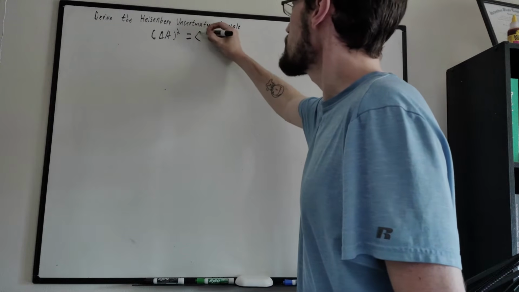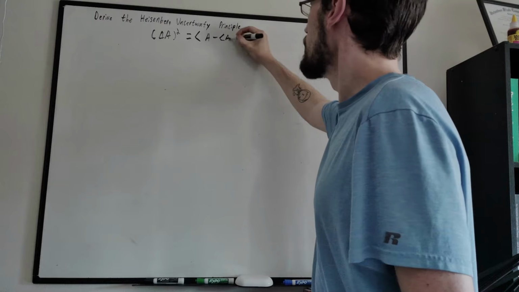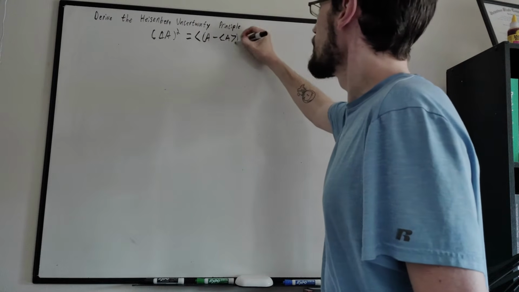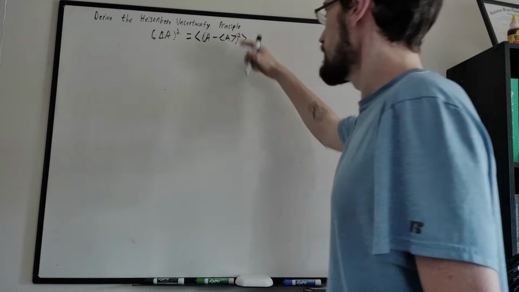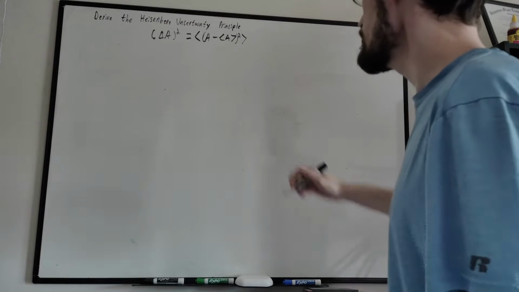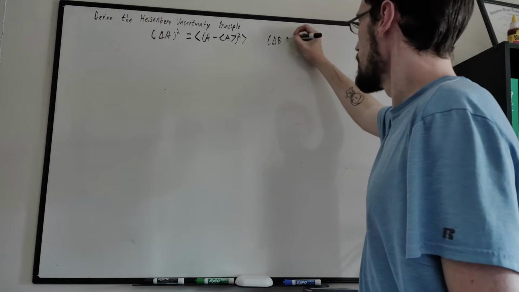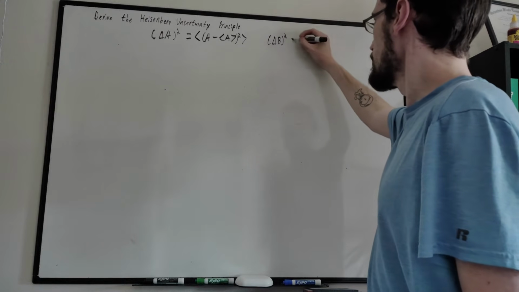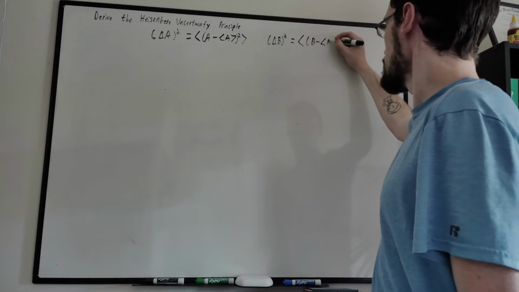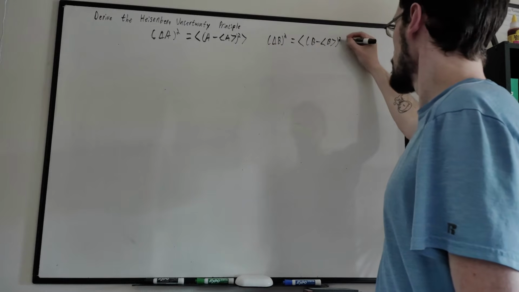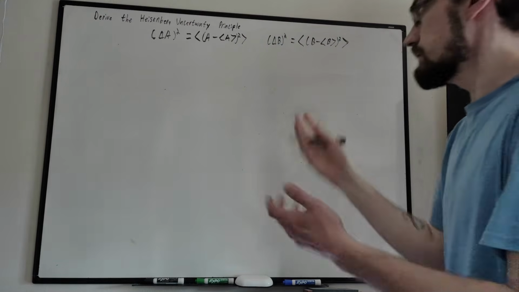This is the expectation value of A minus the expectation value of A. This difference here is all squared within this outer expectation value. Same thing for a Hermitian operator B. The change in B squared is equal to the expectation value of B minus the expectation value of B, squared. And then we close that outer expectation value there.